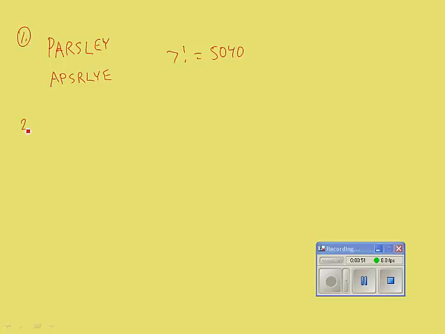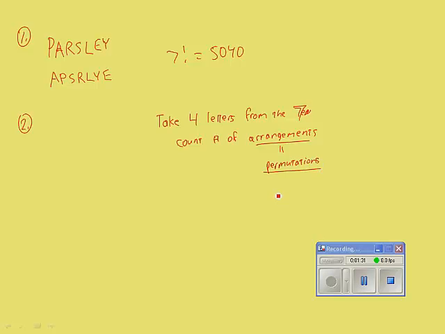Now question 2 says, take 4 letters from the 7. And it says we are counting the number of what? Arrangements. I want you to understand that arrangements, that's also permutations. So some people took combinations.